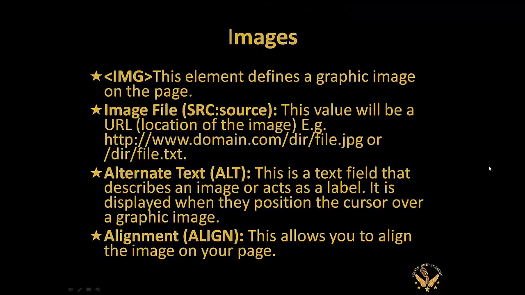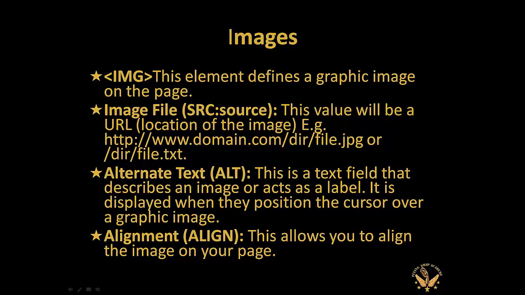Next one is image tags. Basically, image tags is an element which defines graphic image of a page. Image file specifies the location in which particular website image you want to embed, or if you are going to upload the image from your local drive, you are going to specify the location, whether you have saved in C drive, D drive or some other drive. ALT specifies the alternate text field that describes an image or acts as a label. It is displayed when they position the cursor over the graphic image.